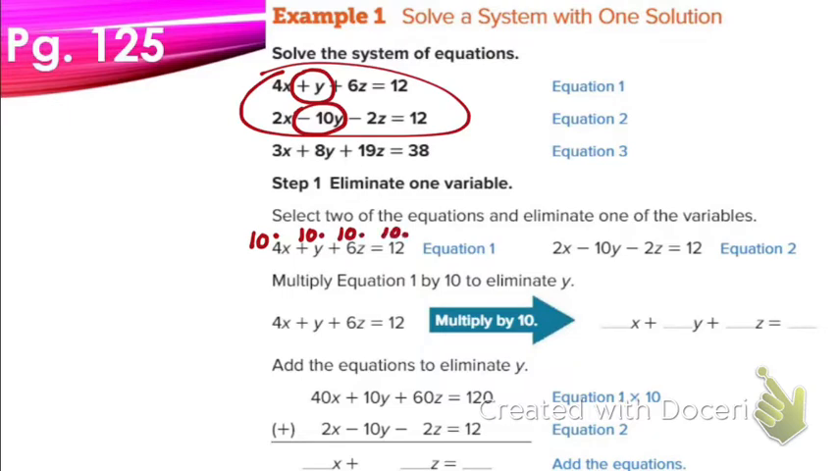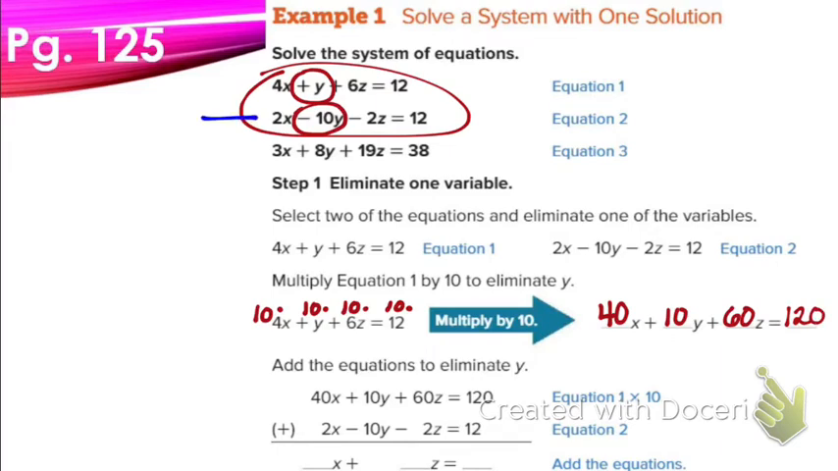What's 10 times 4x? 40. So I have 40x. What is 10 times y? 10y. What is 10 times 6z? 60z. What is 10 times 12? 120. We're going to take that equation, now that we've multiplied everybody by 10, and we're going to add it to equation 2 right here. So we're adding those two together.